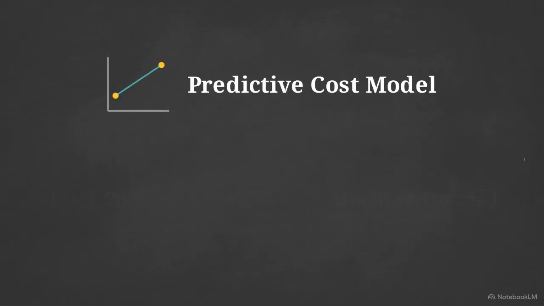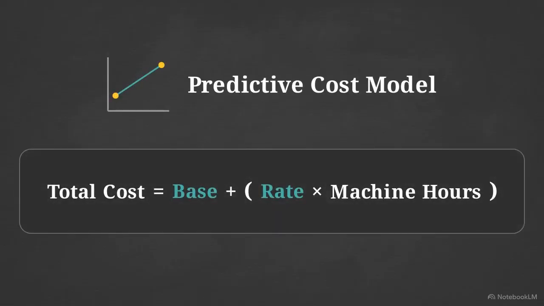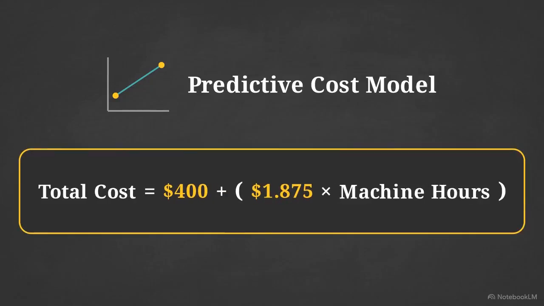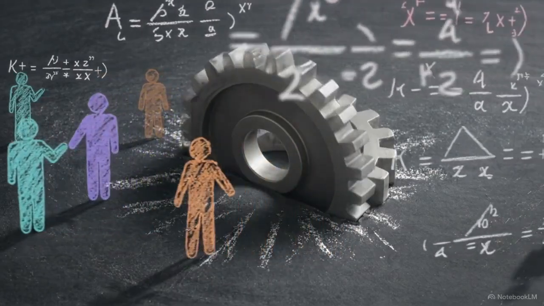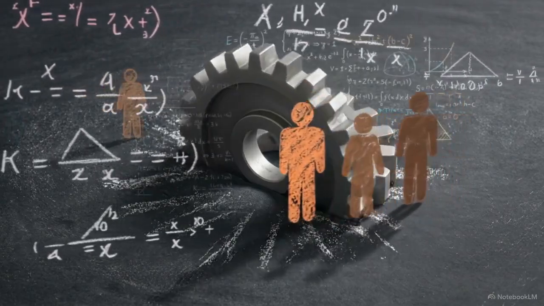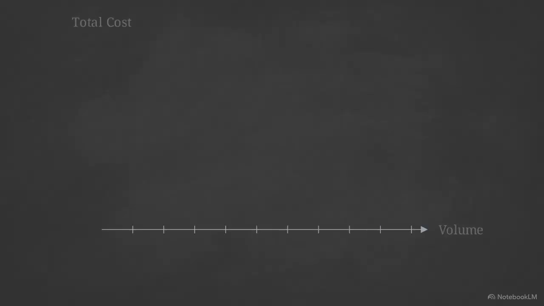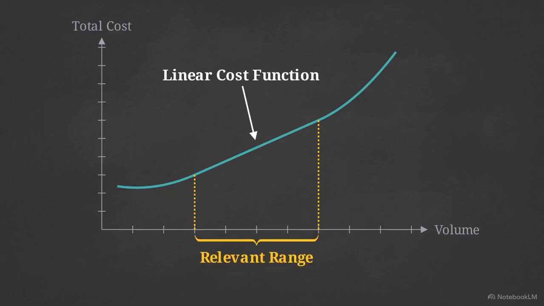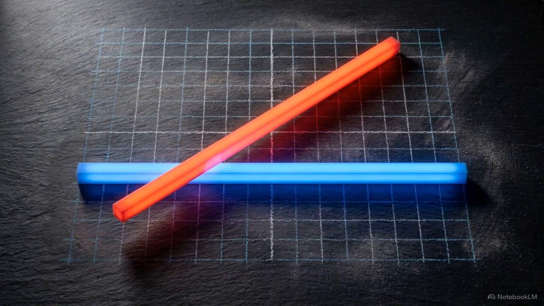This gives us a predictive formula. Total cost equals a $400 fixed base plus $1.875 per machine hour. With this formula, we can forecast future expenditures, such as estimating the maintenance costs for a month with 1,300 machine hours. The models we have built assume that within the relevant range, cost functions are linear. This means costs either change at a constant rate or stay flat over the short run.